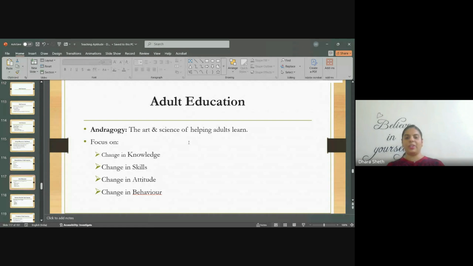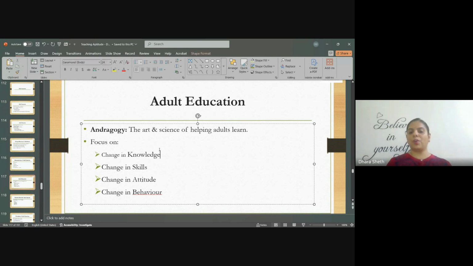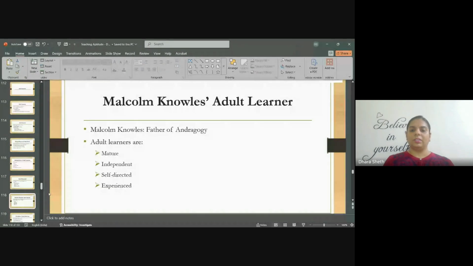Andragogy. We talked about pedagogy, andragogy, and heutagogy yesterday. So andragogy is adult education, which focuses on change in knowledge, skills, attitude, and behavior. So as an adult, whatever you are learning is either contributing to your knowledge or giving you a skill, or it is bringing about a change in your attitude and behavior, self-development. Okay? Otherwise, you are not going to work on it. You are no longer going to learn solar systems, unless that is applicable in your career.